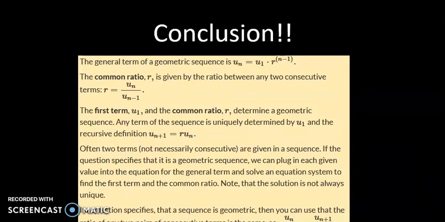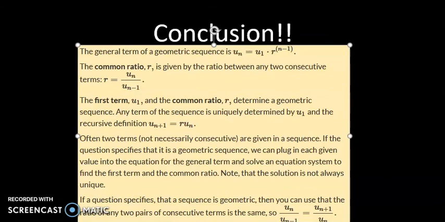So far in this section we have seen that the general term of a geometric sequence is given by this formula, and the common ratio r is given by the ratio between two consecutive terms: r is equal to un divided by un minus 1. The first term and the common ratio determine a geometric sequence, so any term of the sequence is uniquely determined by u1 and the recursive definition un plus 1 is equal to r times un.